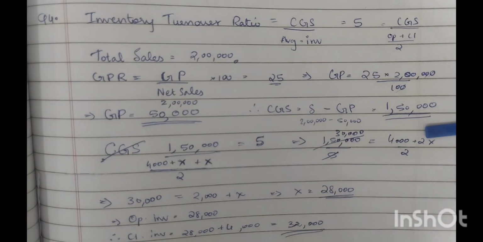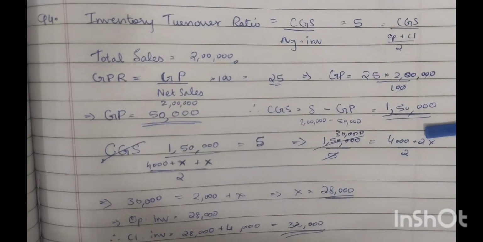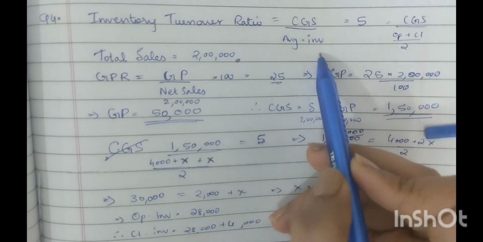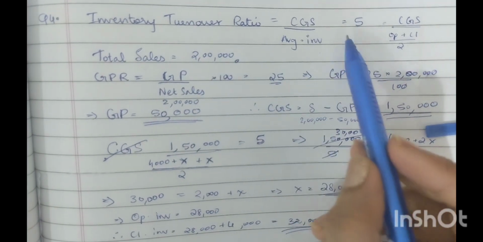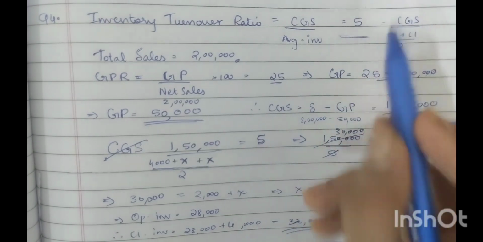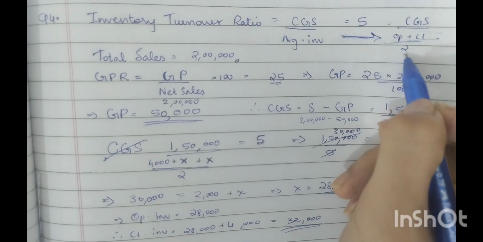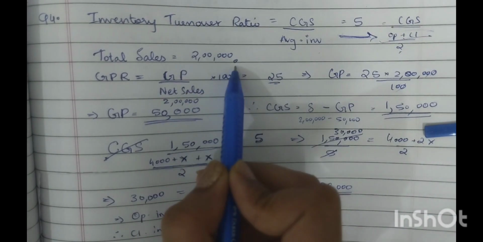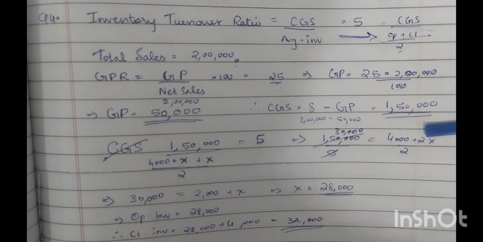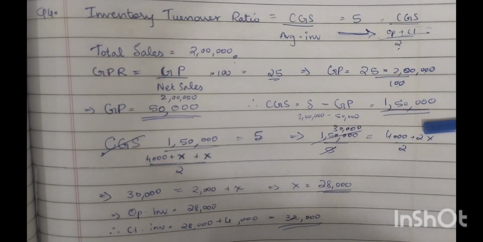Right, so I've solved this one as well. I've solved all the questions from this section. So inventory turnover ratio is equal to CGS by average inventory, as I mentioned earlier. That is equal to 5. Now average inventory is also the opening inventory plus closing inventory by 2. They've given us that total sales is equal to 2 lakh. Now, what exactly is gross profit ratio? It's actually coming much further in the chapter, but I'll just give you a gist of what it is.